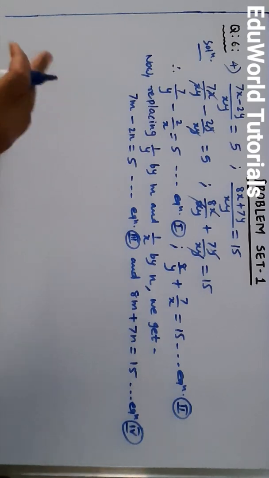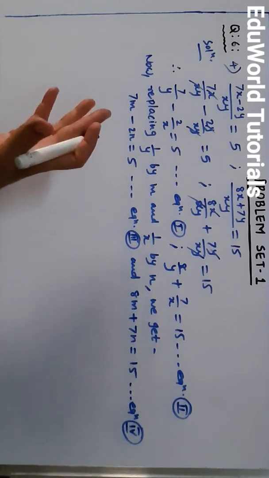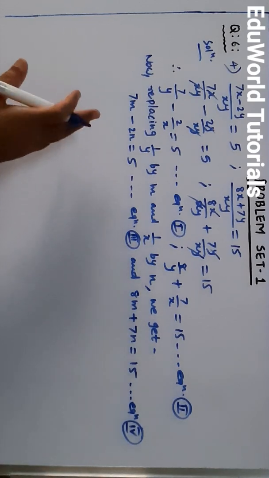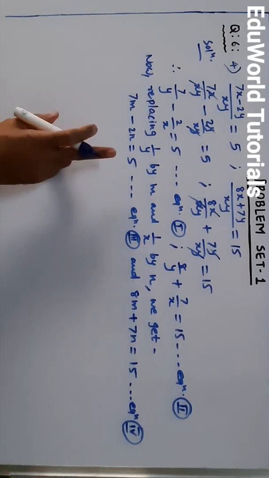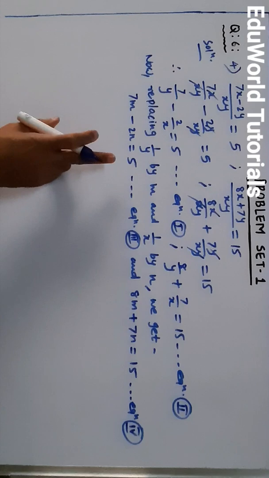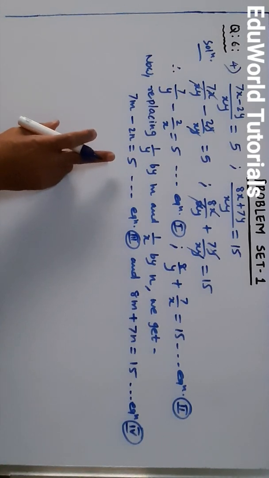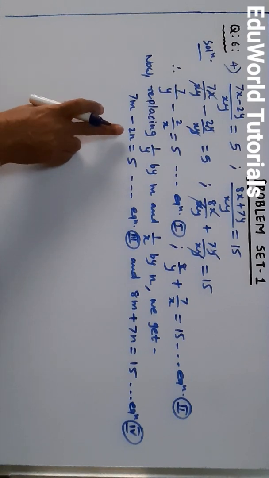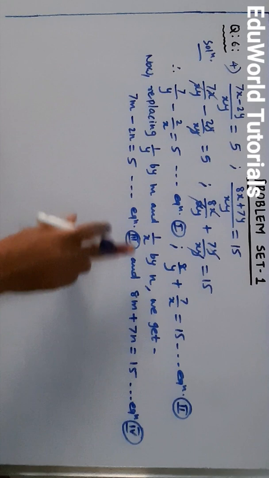Now we can use any method. We can use graphical method. We can use like Cramer's method. We can even use the method of substitution. Also we can use the method of equating the coefficients and then eliminate the variable. So let us make the coefficients equal. Okay, I want to make, say, n coefficients equal. So here there is -2, here there is 7.